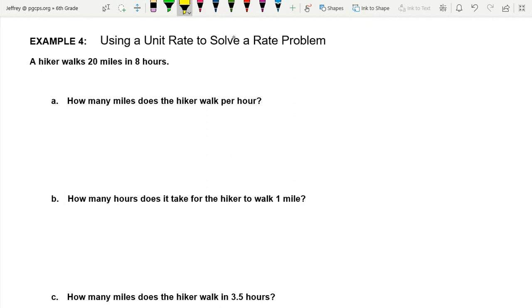So what information do we know? A hiker walks 20 miles in 8 hours. First question, how many miles does the hiker walk per hour? So what's our denominator? The hour. So our denominator is 1 hour.